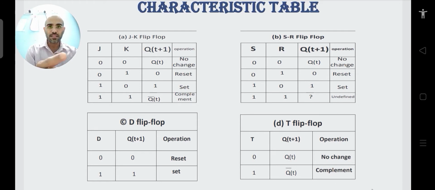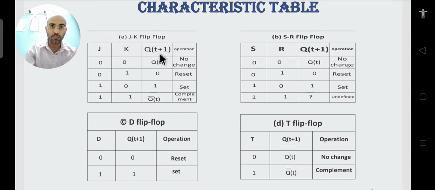we have seen the characteristic table of the SR flip-flop earlier, and that is okay. The same information, this we already know. For the JK flip-flop, if you consider JK, when both the inputs are 0, 0, the output does not change, so no change.